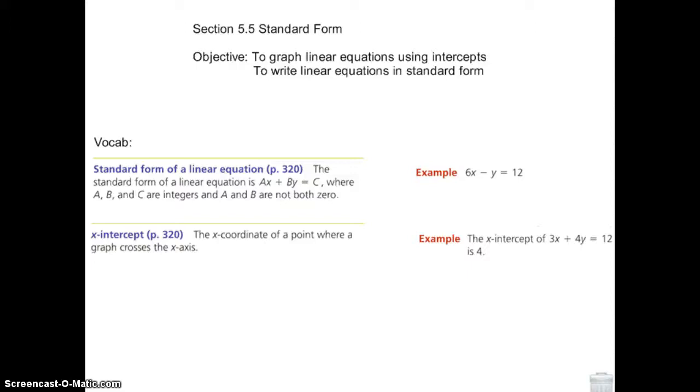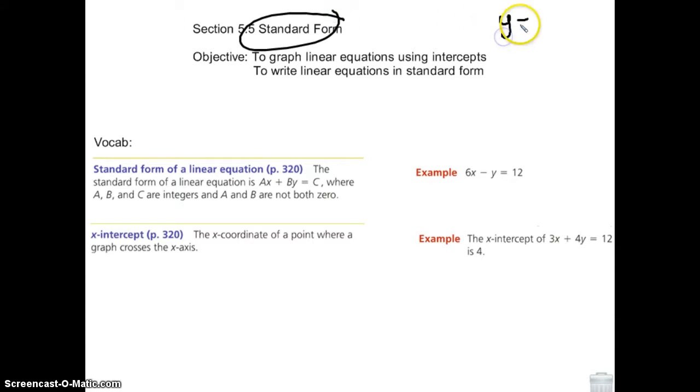Alright, so now we're moving on to 5.5, which is standard form. By the end of this lesson and the next video, you should be able to graph linear equations using intercepts, and also you'll be able to write linear equations in standard form. This whole section is based on standard form, which is just another way to write linear equations.